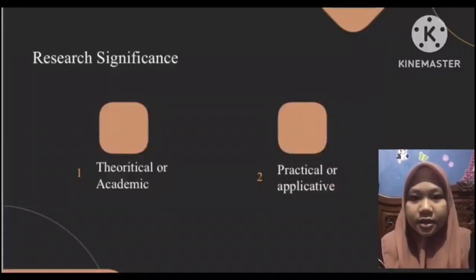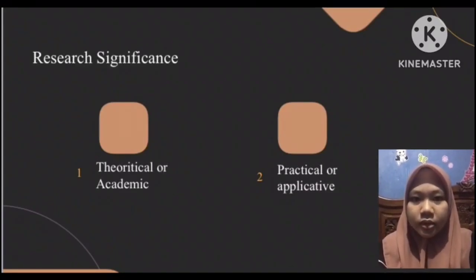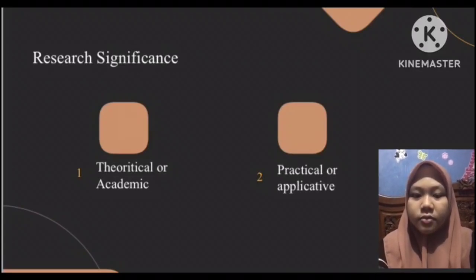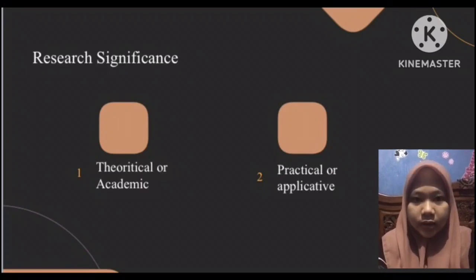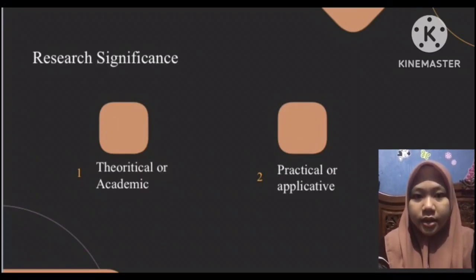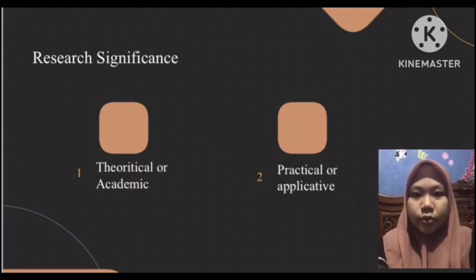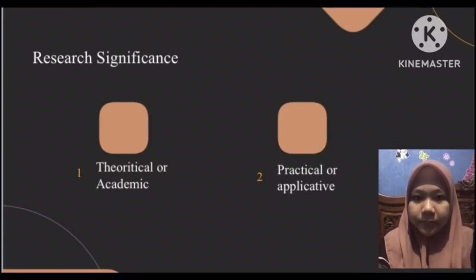Research significance. Research significance is the description of the usefulness of research result, both for the benefits of program development and the development of science. Types of research benefits. 1. Theoretical or academic. Theoretical benefits are part of the explanation related to the benefits of research from the theoretical aspect, namely the benefits of research for the development of science.